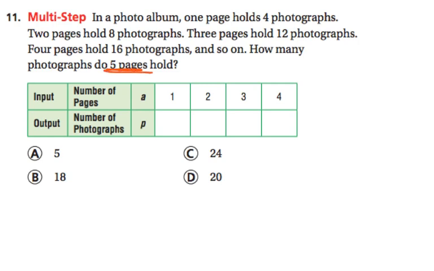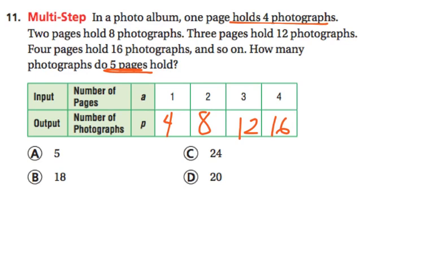Okay, now I'm going to fill in this information because they told me the number of pages and the number of photographs. So they told me 1 page holds 4. 2 pages hold 8. 3 pages hold 12. And 4 pages hold 16. Now I'm thinking to myself, how are these numbers changing? What am I doing to the number of pages to determine the number of photographs?